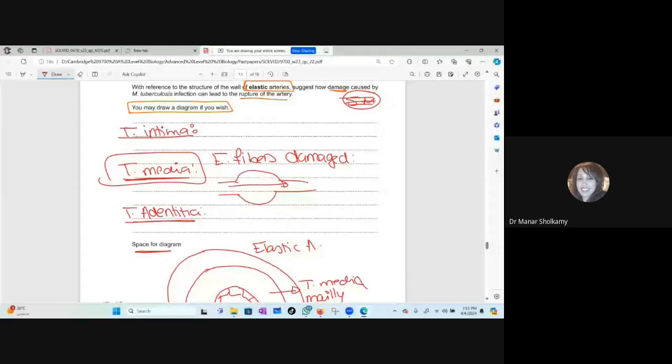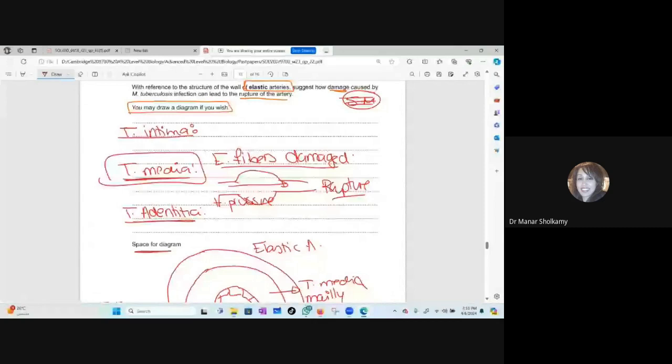Now, why is it important that it stretches when the blood is flowing? So that it doesn't rupture. Yes, because this blood is under high pressure. Very good, and we don't want it to rupture, and it will smooth out a pulsatile flow, if you remember. So when the elastic fibers are damaged, the artery will not be able to stretch and recoil, it will not be able to withstand the high pressure, and it will rupture.